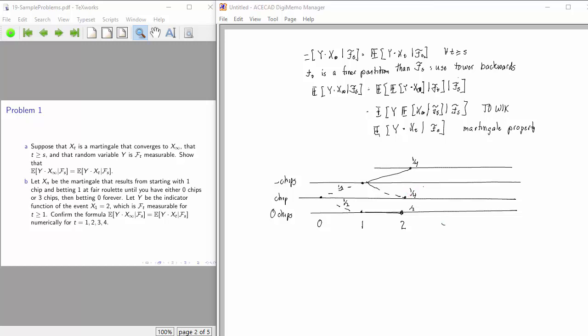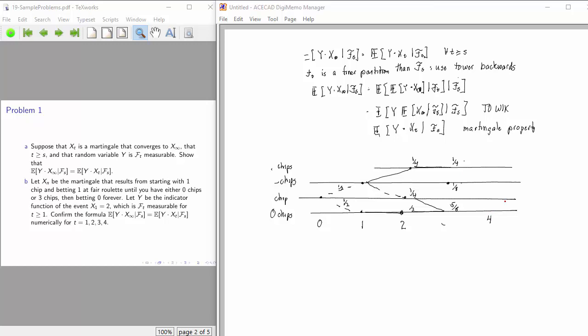If I have a single chip, I bet it, and with probability 1/8, I'm back up to 2 chips. If I have 3 chips, I declare myself a winner and stay there. And now the probability that I'm flat broke is 5/8. Notice those probabilities sum to 1. And furthermore, my expectation is 3/4 plus 2 times 1/8, which is equal to 1, just what I started out with.